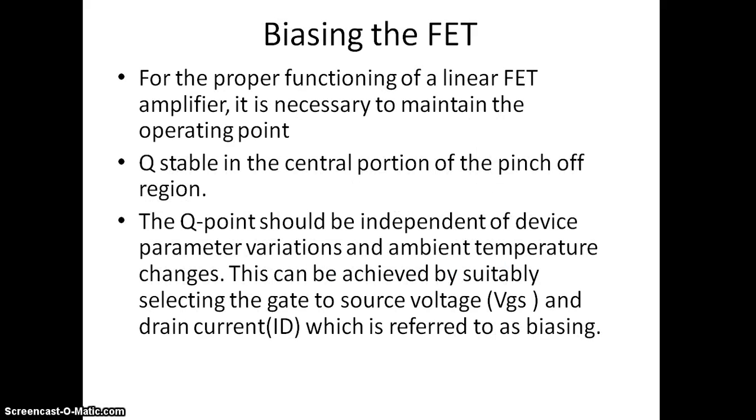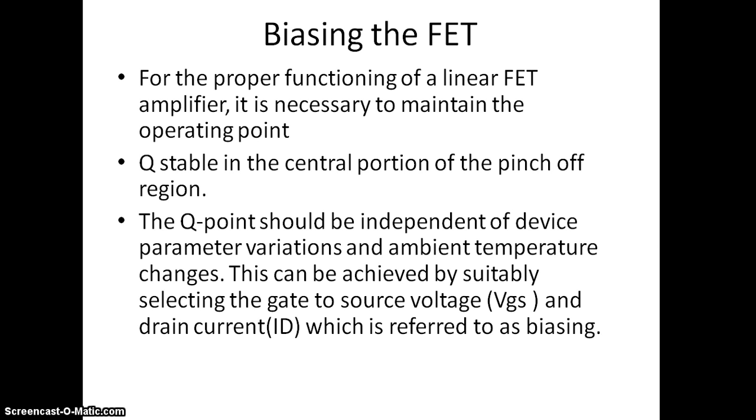Then coming to the biasing of the FET, for the proper functioning of a linear FET amplifier, it is necessary to maintain the operating point. As we have discussed in the BJT, for the FET also to operate in the stable region, we need to fix the operating point. We usually fix the operating point to be stable in the central portion of the pinch off region. So the Q point should be independent of device parameter variations and ambient temperature changes.